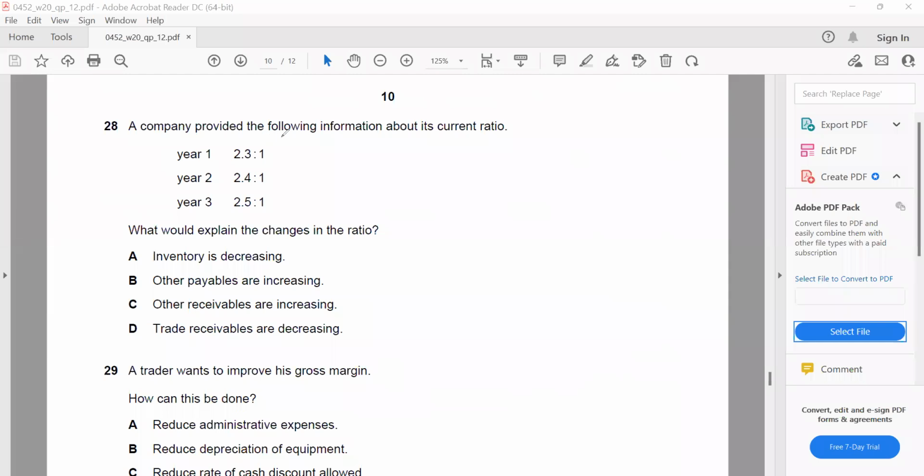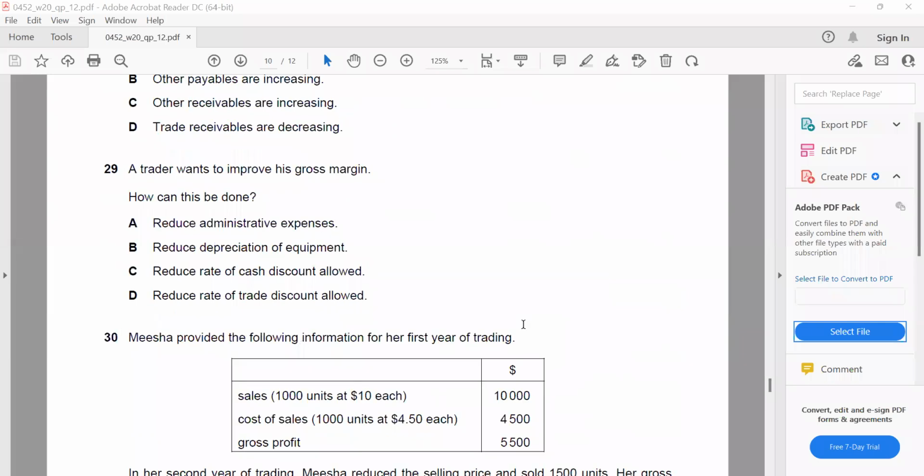A company provides the following information about the current ratio. What will explain the change in the ratio? So here, the ratio is getting better. What could be the reason for it? Current assets to current liabilities: this one must increase, this one must decrease. Inventory decreased, wrong. Other payables increase, wrong. Other receivables increase, possible. Trade receivables decrease, wrong. So the answer should be C. Okay, now next, move on.